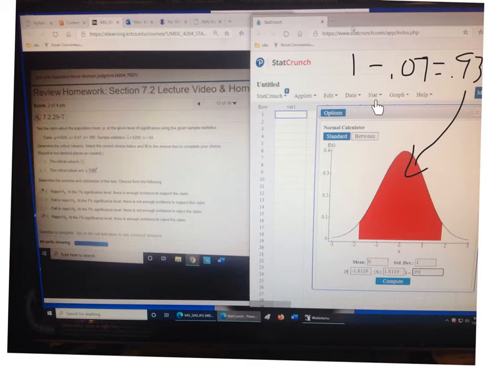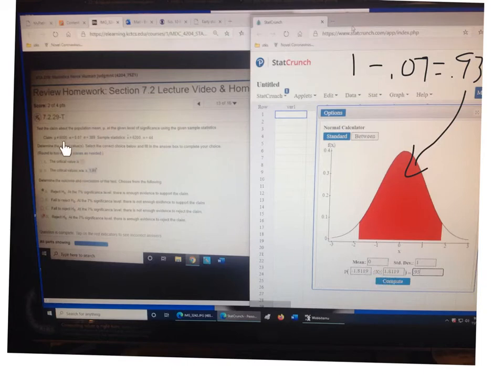Go to Stat, Calculators, and choose the Normal calculator, and you click on Between since it's a two-tailed test. Since it's a z-test, leave the mean and the standard deviation at 0 and 1. Then you need to give this area here, which is going to be 1 minus alpha, which is 0.93. So the area in red is 0.93. You put that area in here and you click Compute, and it gives you the two critical values that you're asking about.